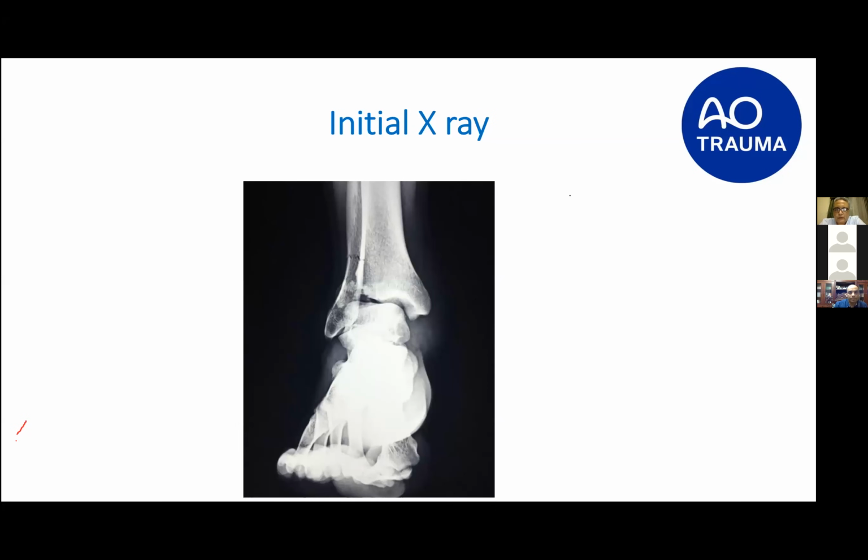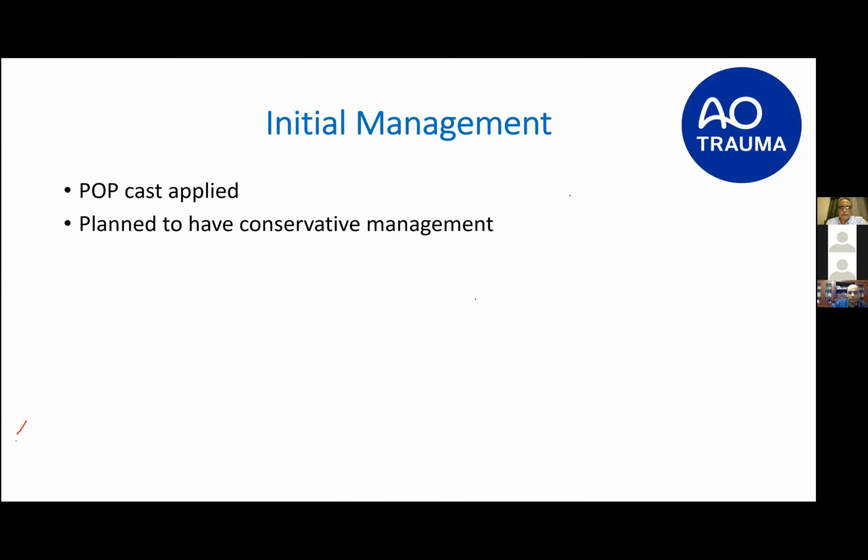So this creates a very high index of suspicion, and as you can see, this is not a true AP view. So there might be some talar shift here as well. So definitely, a CT scan, we should be having a high index of suspicion, high velocity injury. Such a young man sustaining this injury, so we need to have something done.